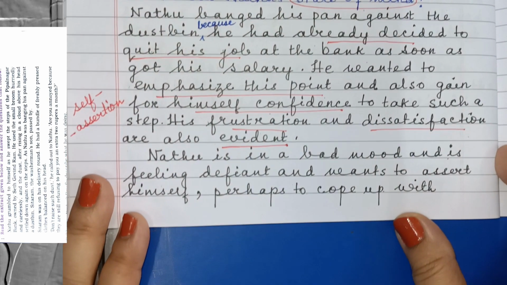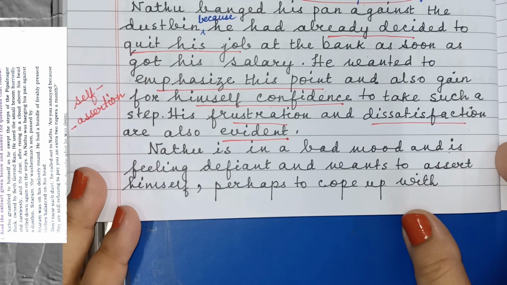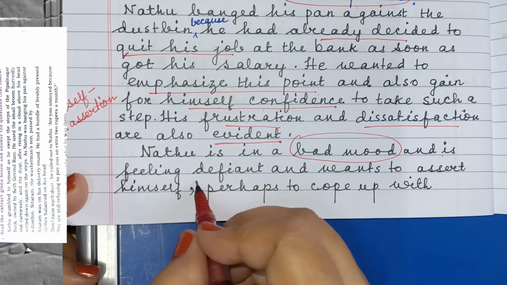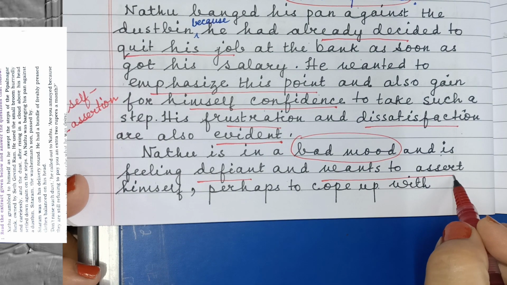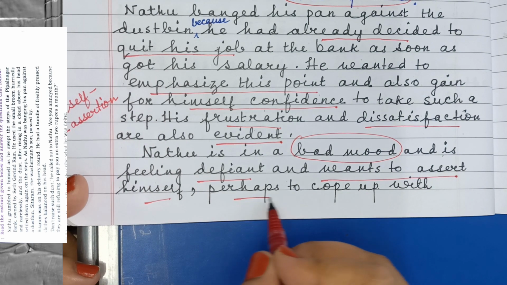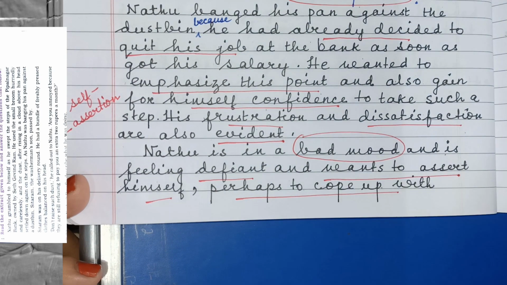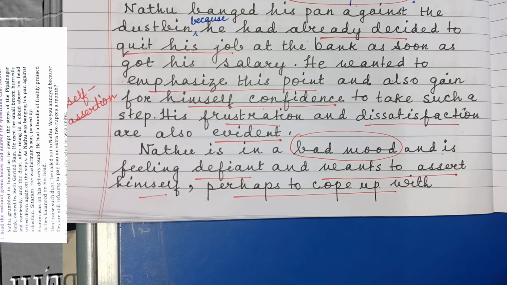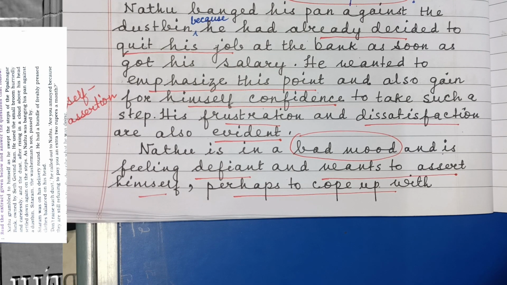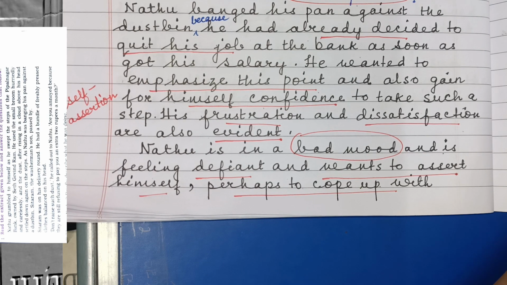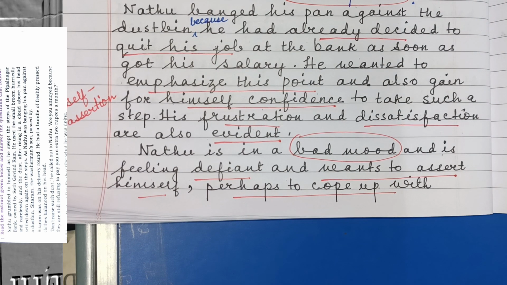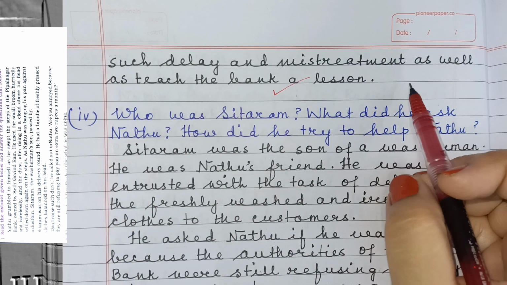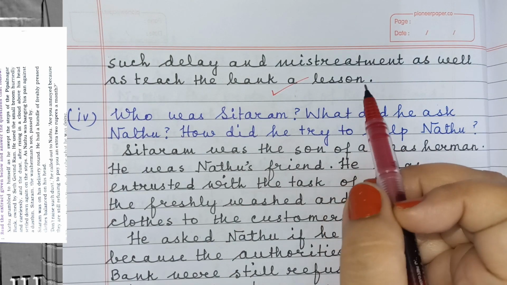And what does this tell us about Nathu's state of mind? Nathu was in a bad mood and is feeling defiant and wants to assert himself, perhaps to cope up. So Nathu bad mood में था, he was feeling defiant, वो अब ये सहन नहीं करेगा, and he wants to assert himself. वो जाहिर करना चाहता है, मैं ये सहन नहीं करूँगा, इस ill treatment को मैं और सहन नहीं करूँगा. Perhaps to cope up with such delay and mistreatment as well as teach the bank a lesson.